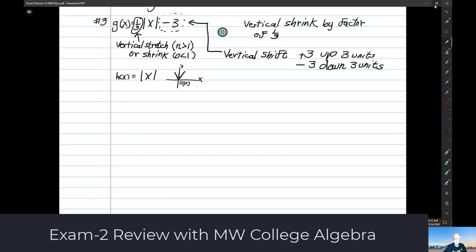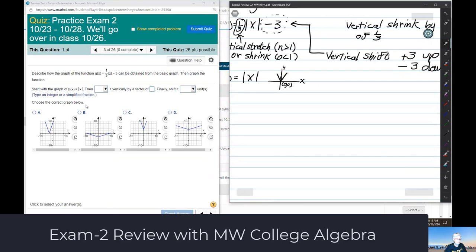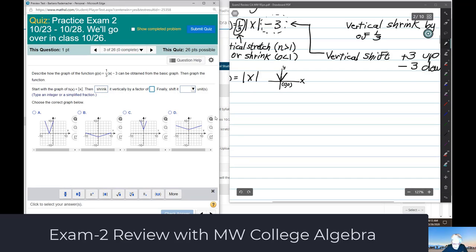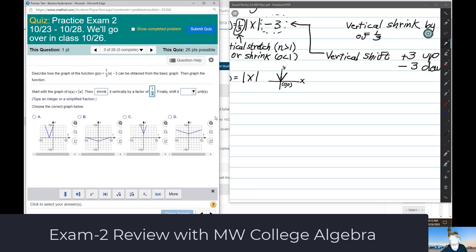Now let's take this information back here. All right, start with the graph h of x equals the absolute value of x. Now you don't know what this is, so let's read the context. It is shrunk or stretched vertically by a factor of. Okay, so the number in front is your vertical stretch or shrink. That's a fraction, so it's going to be a vertical shrink. And by a factor of whatever that number is, this will be 1/3.